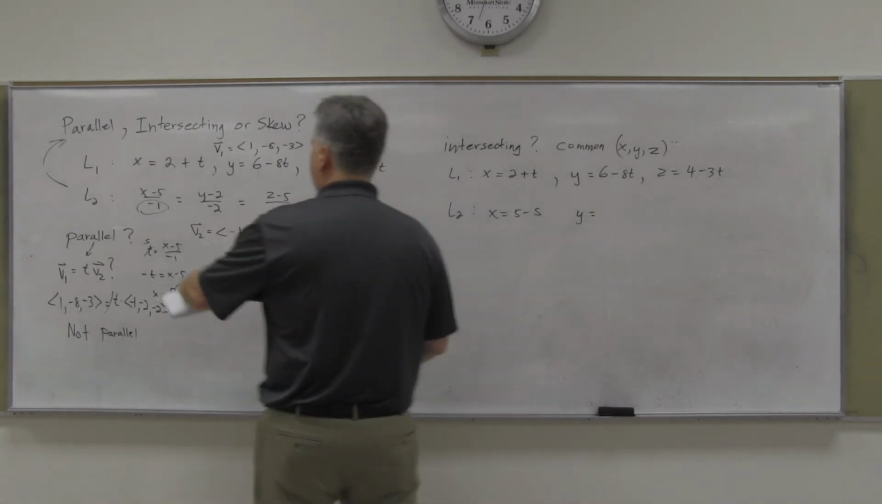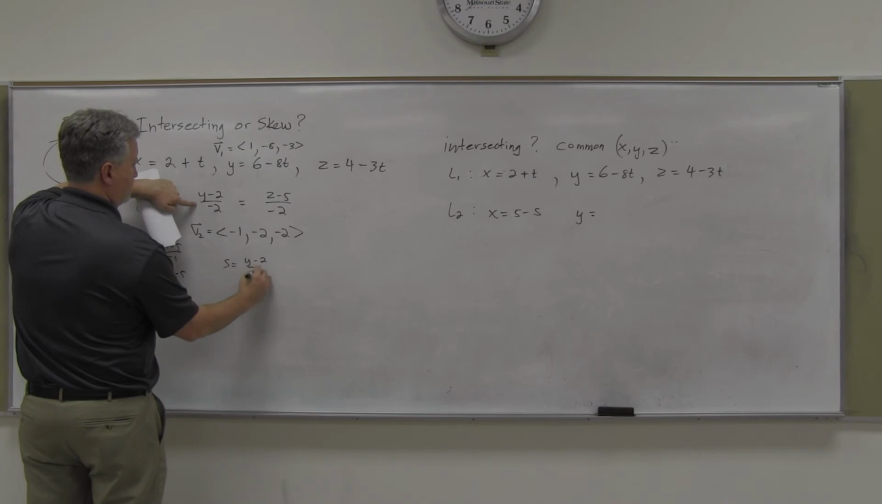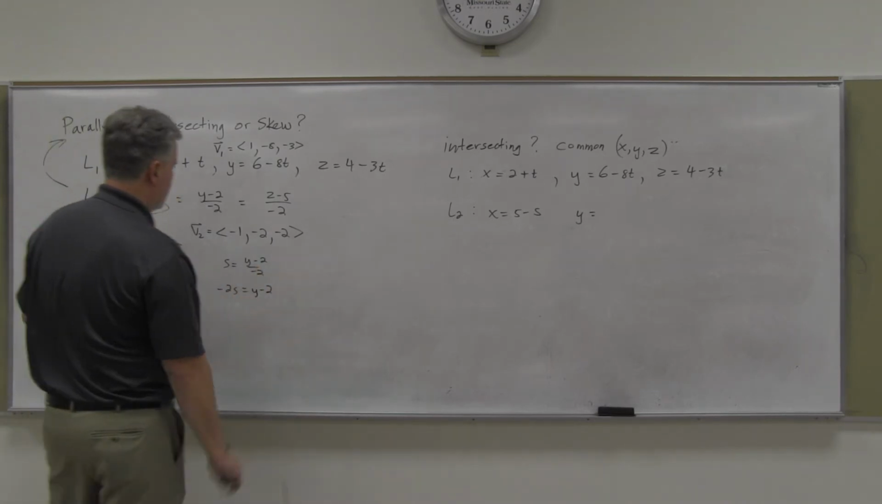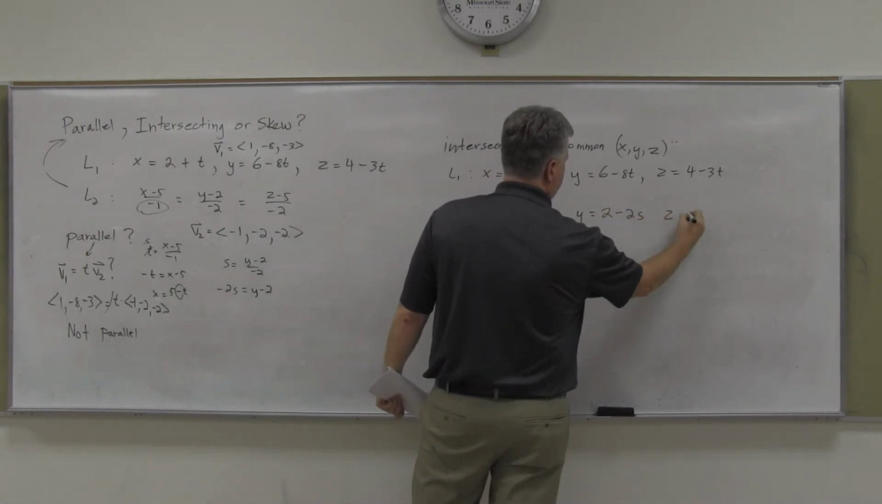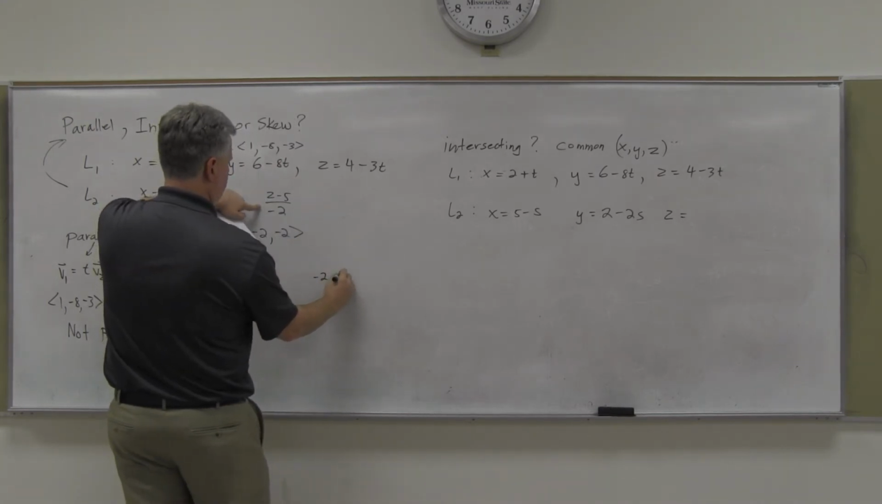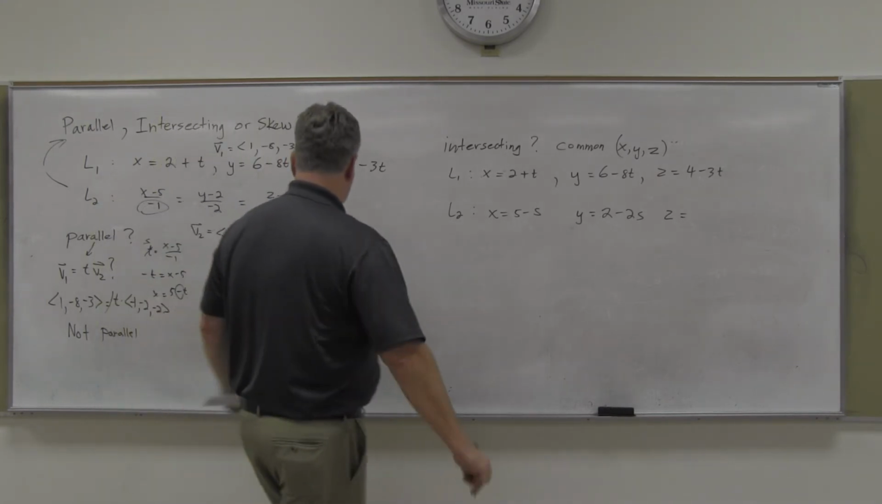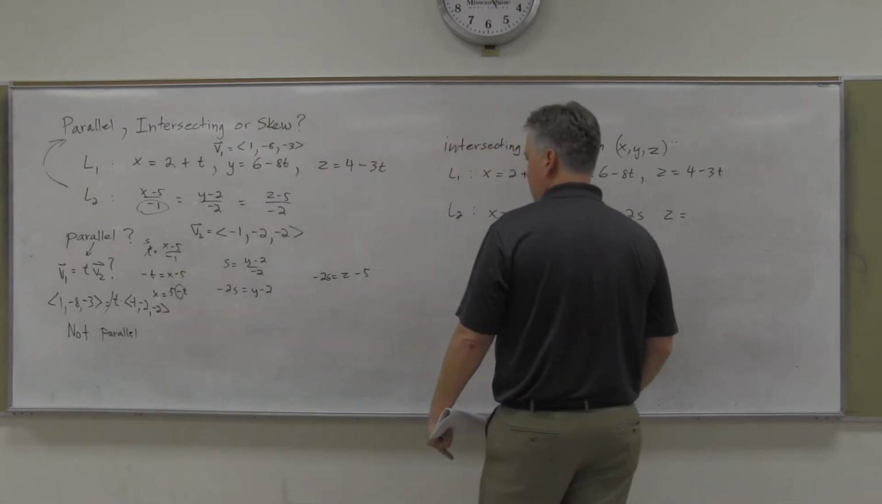But anyway, what would the y be? Well, let's see. So we'll use s. Negative 2s equals y minus 2, so 2 minus 2s is the y, and then the z is 5 minus 2s.